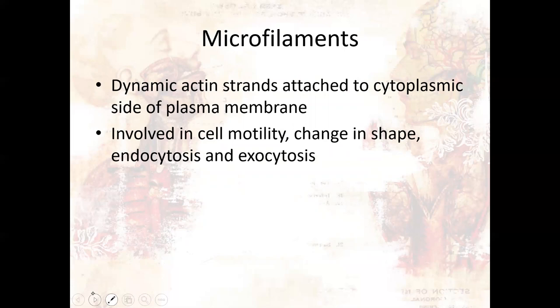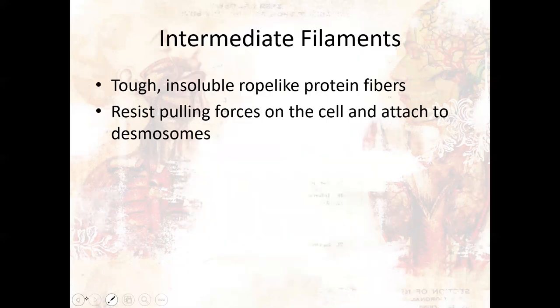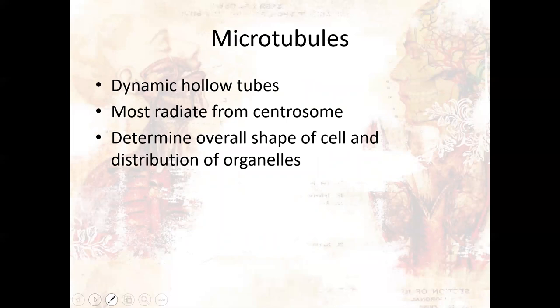Microfilaments are made of a protein called actin. They're attached to the sides of the cell membrane. They're involved in moving the cell, changing the shape of the cell, and moving stuff in and out of the cell. Here we see the microfilament network. Intermediate filaments are like these big ropes that hold cells together. They attach the desmosomes so that we resist that tension. So here is intermediate filament.